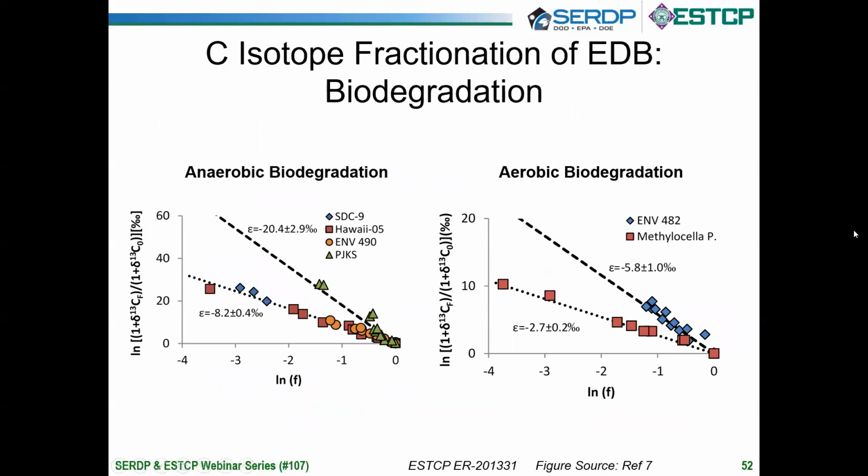So I just wanted to show you, I mentioned that fractionation or epsilon values need to be determined in the lab. And these are some data from ESTCP ER-201331. And this is just going through that process. And this was work done by Paul Koster van Groos at Aptim and Tomas Kuder down at University of Oklahoma.